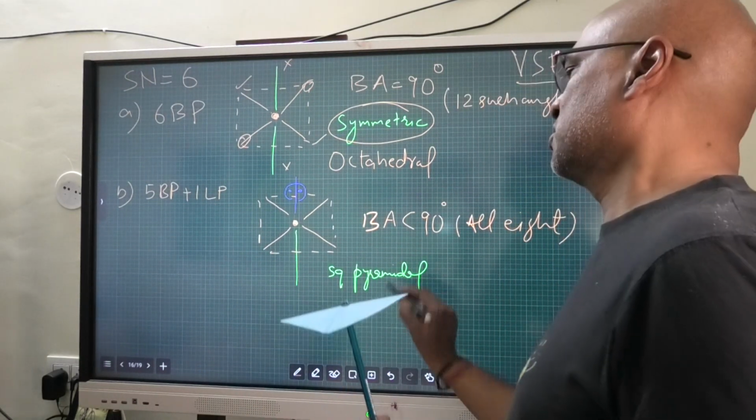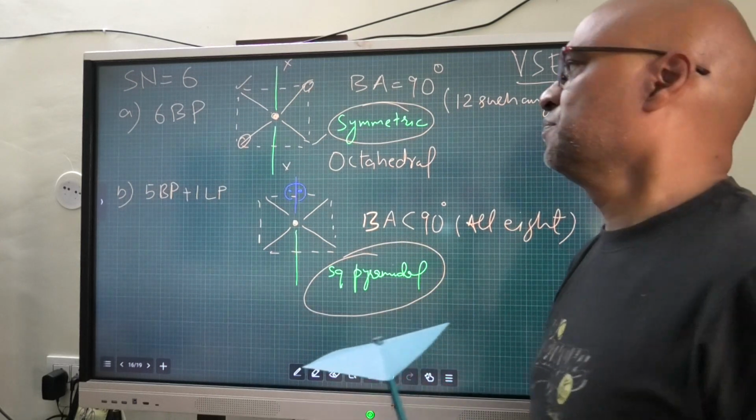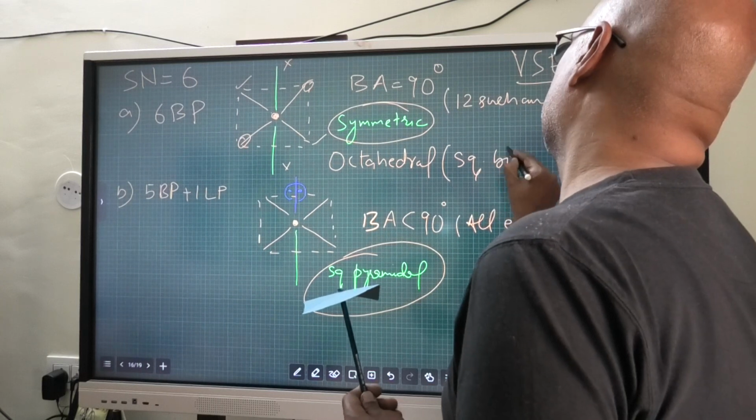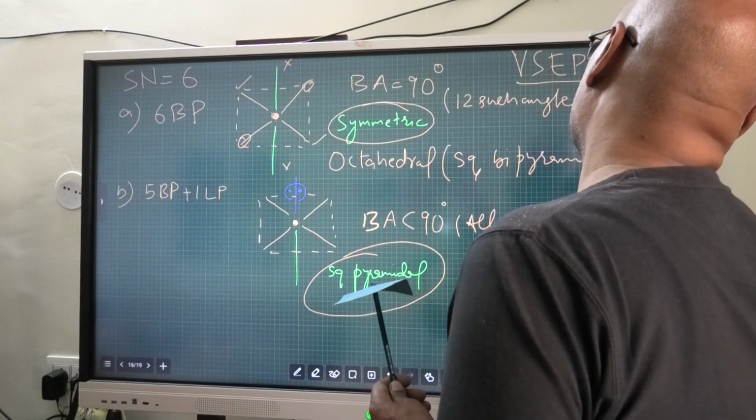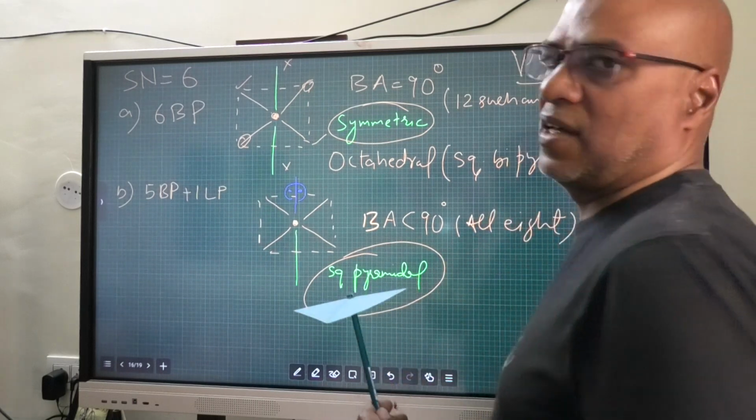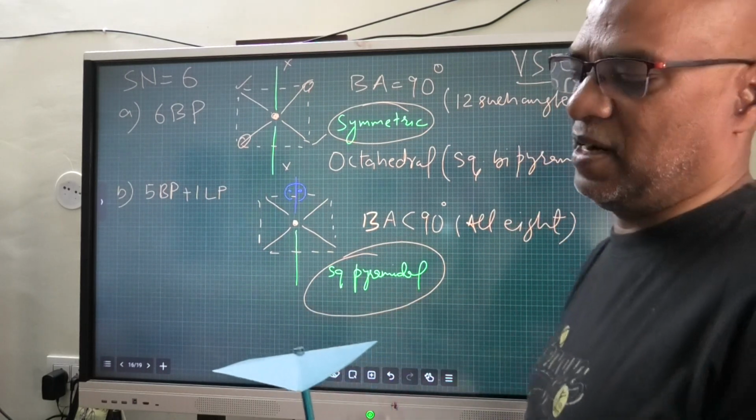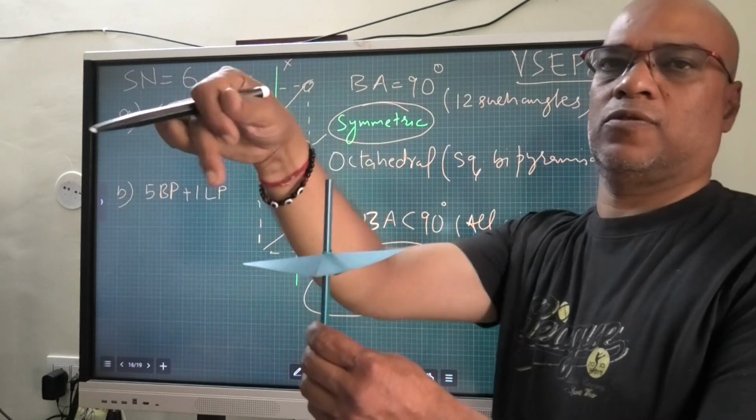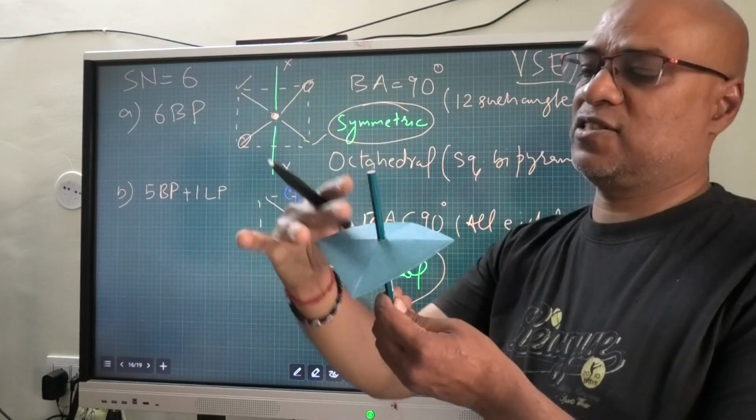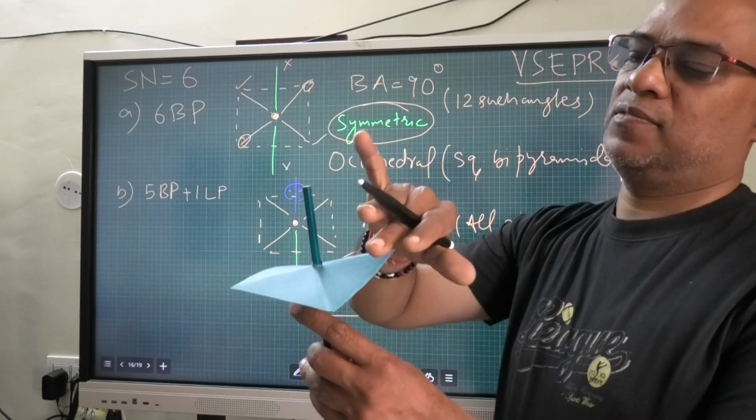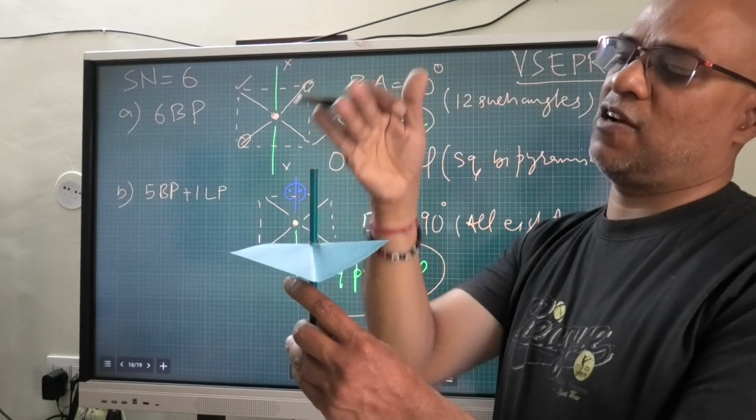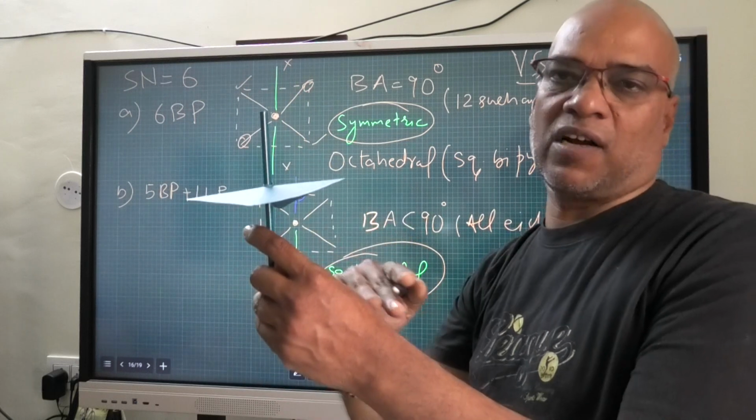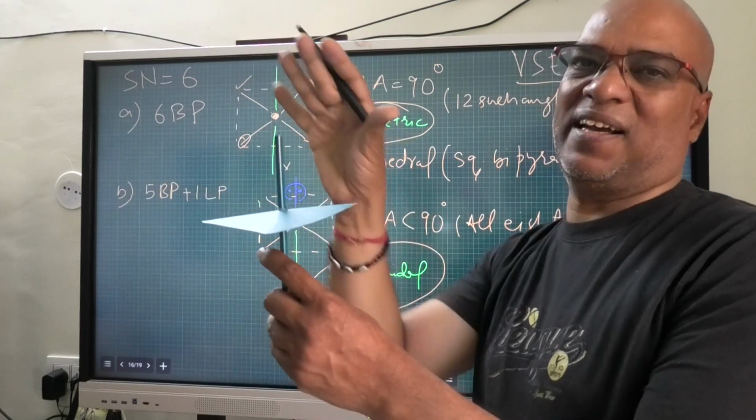Understood? And the name is called square pyramidal. This octahedral can also be known as square bipyramidal. Another name for this could be square bipyramidal. So there is a square base, and triangular face, triangular face, triangular face, triangular face. So there are 4 triangular faces above the plane and 4 triangular faces below the plane.